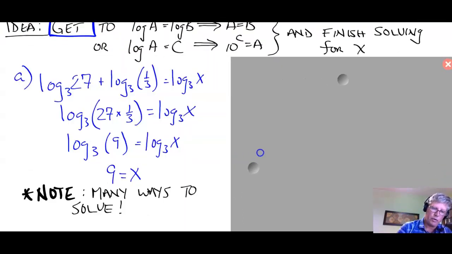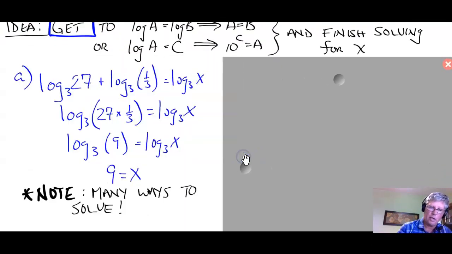Let's go with A. So I've written it. Sure, I know people are thinking, oh, that's 3 cubed and that's 3 to the negative 1. Yeah, I could do that and kind of do some stuff. I'm just saying I solved it this way. If you see that and you want to do it that way, go for it.